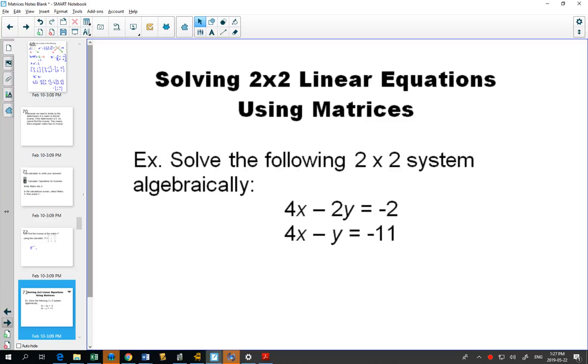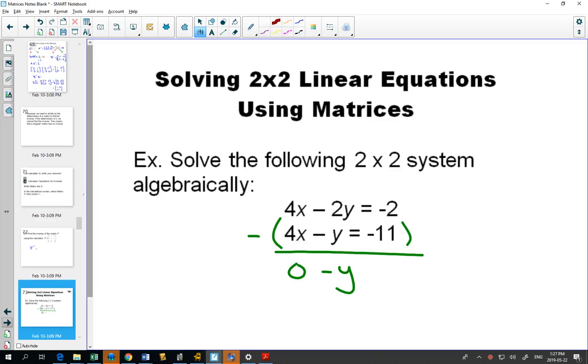So now we can solve equations using matrices. And sometimes these equations might have been easier to solve without. Like this one says algebraically, I would probably say, let's subtract these 2 equations because we could use elimination. 4x minus 4x would be 0. -2 minus a -y would be -y. And -2 minus a -11 is +9. So from this, I would know that y is equal to -9.